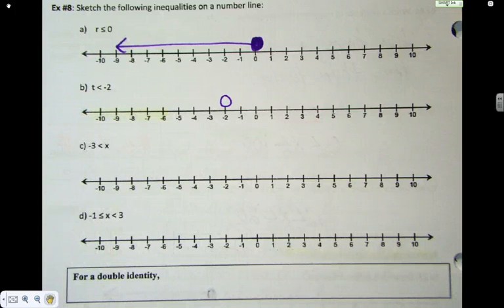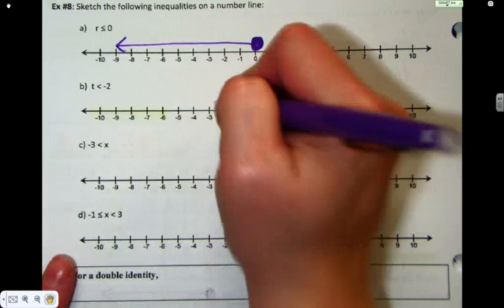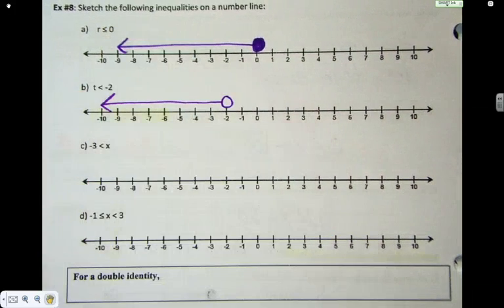Second step, we draw an arrow. We're either going to the left or the right. This is less than, so we are going to the left. There are all the numbers that are less than -2. Did I care this had a T and the last one had an R and the one before that had an X? Could care less, it's just a variable.